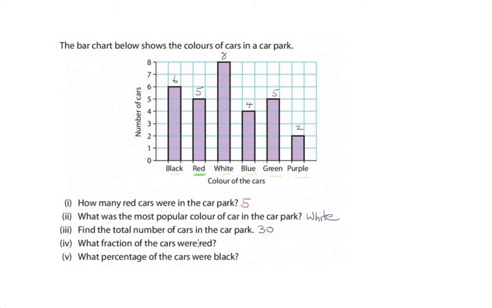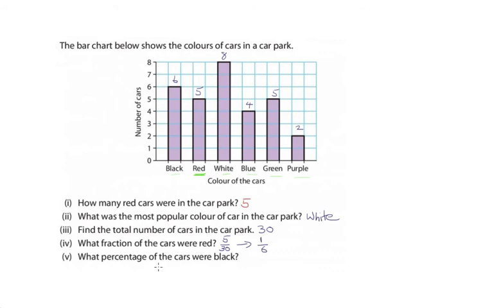What fraction of the cars were red? Okay, so fractions. So how many red cars were there, first of all? There were 5. And how many cars in total? 30. So we have 5 over 30. That's the fraction. Now, can we simplify this fraction? Can we make it more simple? Yes, we can. If we divide the top and the bottom by 5, we can make it a more simple fraction. So 5 divided by 5 is 1. And 30 divided by 5 is 6. So a sixth of the cars were red.